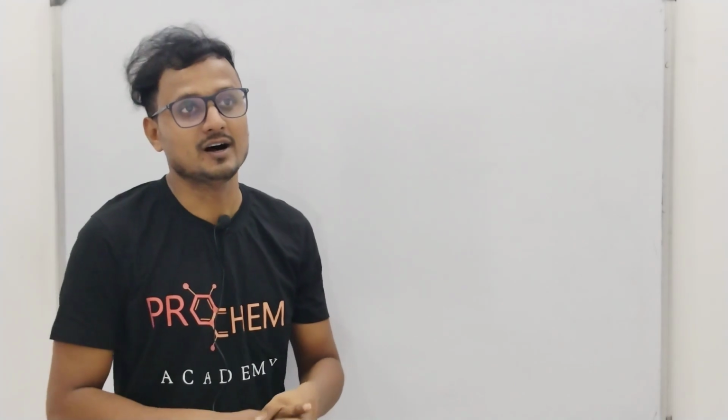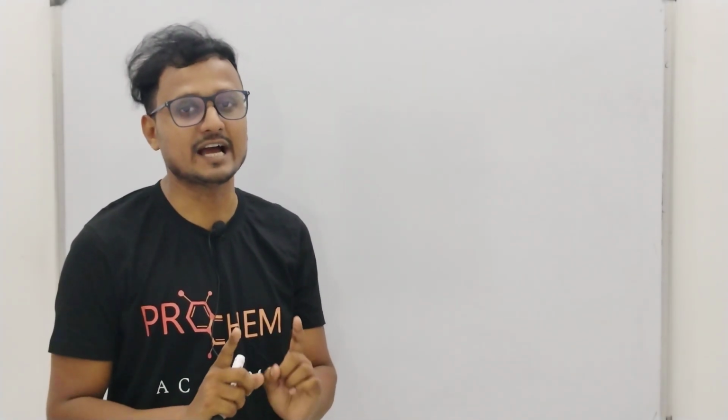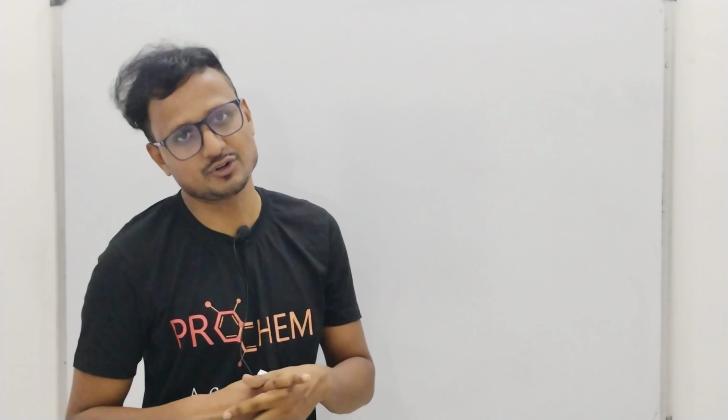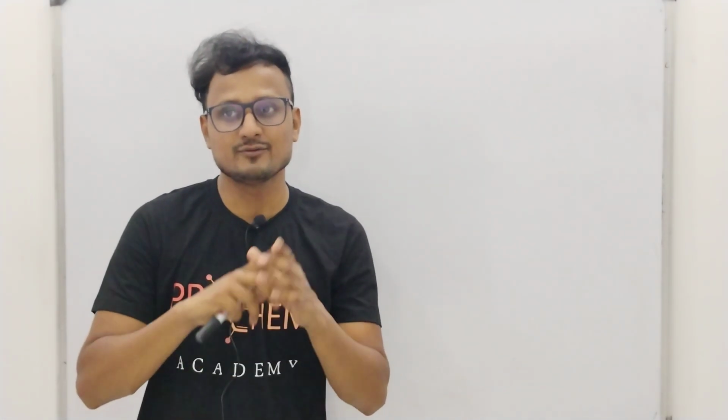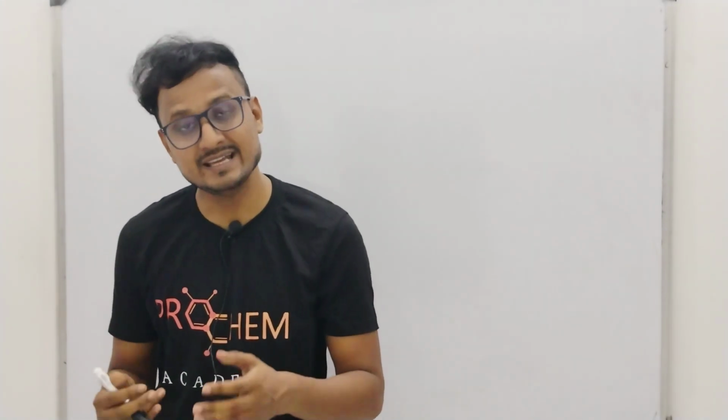Hello everyone, today I will be discussing how to write the electronic configuration of the elements with atomic numbers till 30, meaning 1 to 30. This will be a short trick to write the electronic configuration of the elements from 1 to 30. Those who have newly arrived in class 11, this video is going to be very interesting for them.